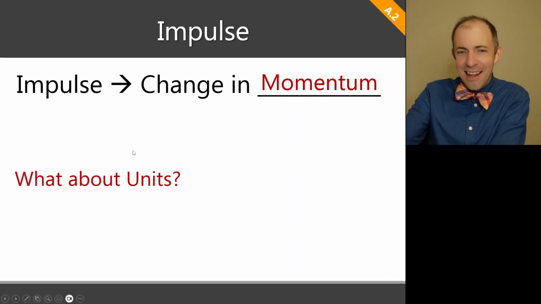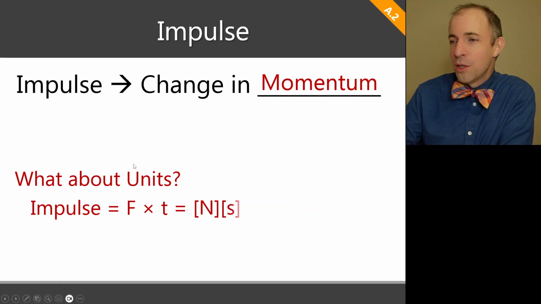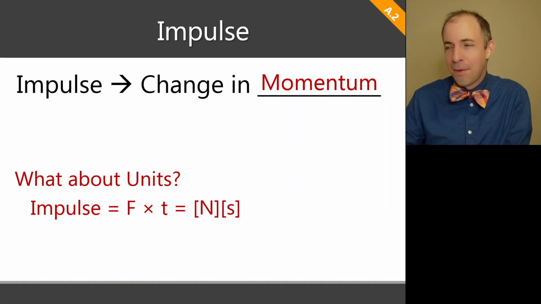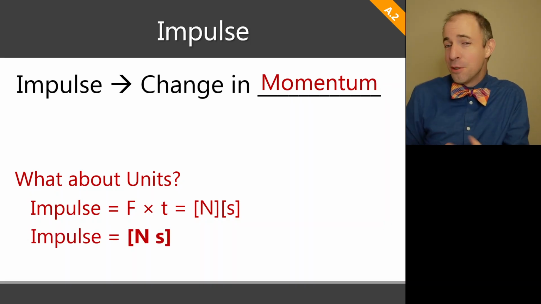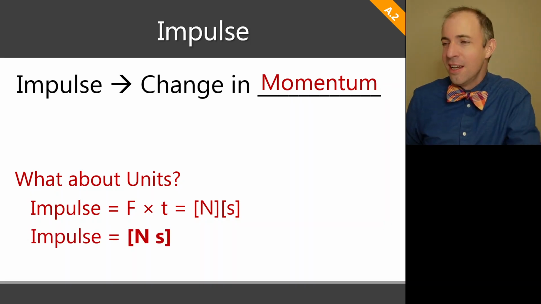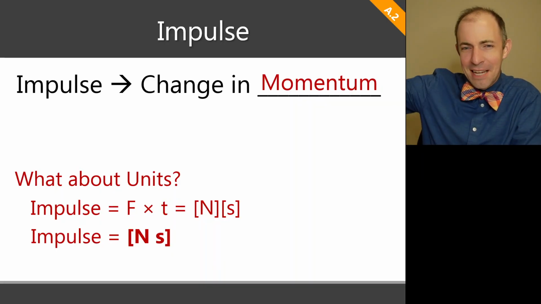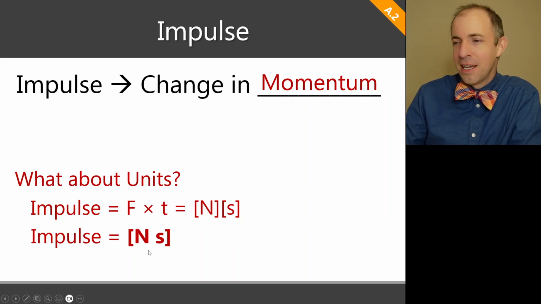So let's look again at this unit. Impulse is a force times a time, which means it is a newton times a second. So we will call impulse basically newton seconds. Now, very important, this is not newtons per second. It's not a fraction. It's newtons times seconds. Now, we said that that gives us a change in momentum. Let's see how that unit is going to factor into other things.